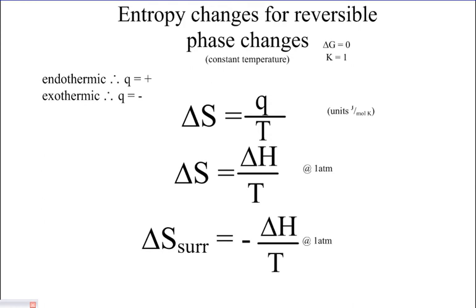And again, our units will stay the same. It's going to be joules per mole Kelvin. You would assign signs, so positive or negative, to delta H based on whether or not it is endo or exothermic. Again, endo will be positive and exo will be negative.